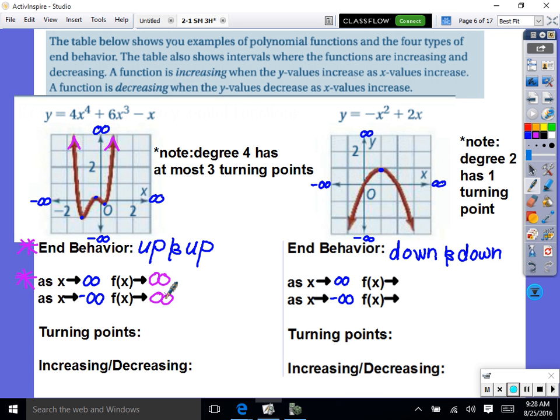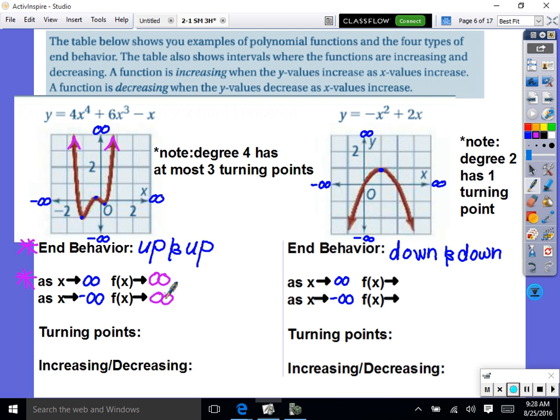So with degree 4, the maximum number of turning points it can have is 3. Because notice, degree 4 is an even degree. All even degree functions have the same types of end behavior. It's either up and up or down and down. Just like isn't a quadratic also even? Doesn't a quadratic always have up and up or down and down? All even degrees, end behavior is going to work the same.